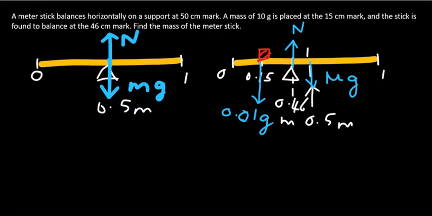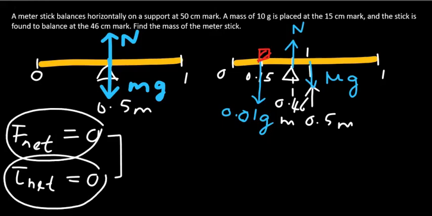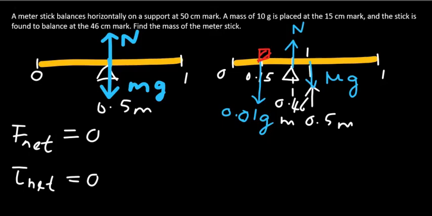Remember, there are two conditions of static equilibrium. The first condition is that the net force acting on this meter stick is 0. And condition 2 is that the net torque about any point on that meter stick is also 0. Now, we don't have to use both of them to solve the problem. Sometimes it's sufficient to use just the first or the second. In this case, it is sufficient to use the second condition to solve this problem.